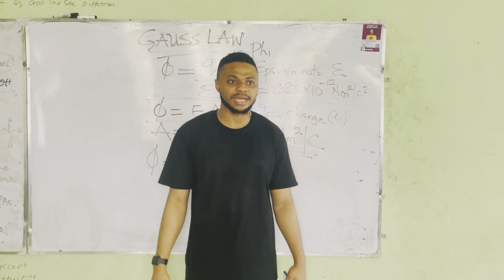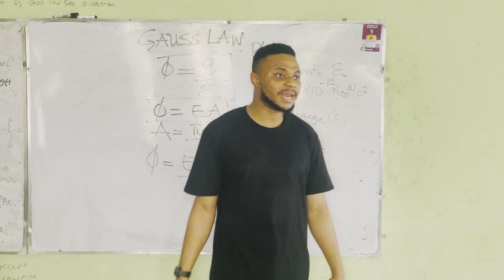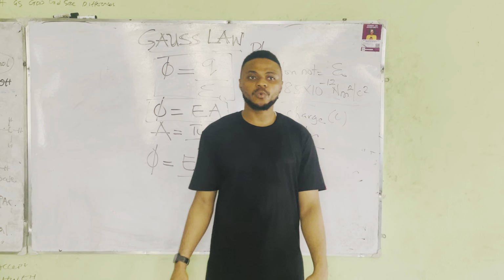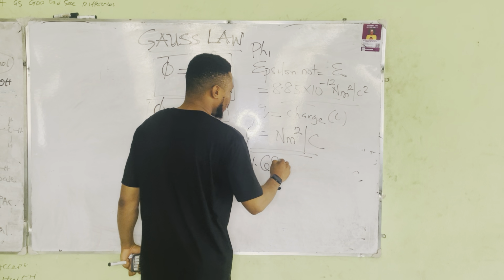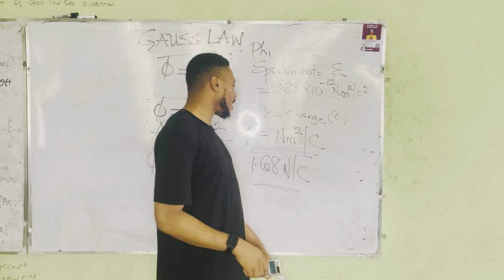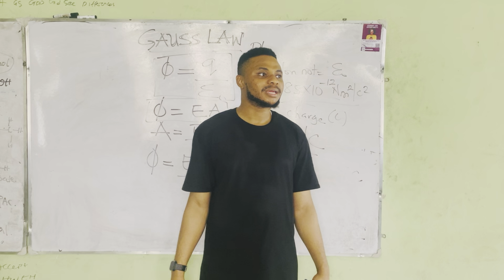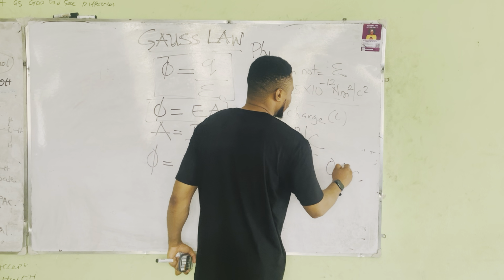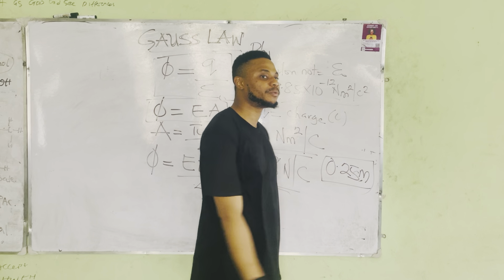Let's quickly look at the question. Determine the electric flux of a material with an electric field intensity of 1.68 newtons per coulomb, given that it has a wire of diameter 0.25 meters.